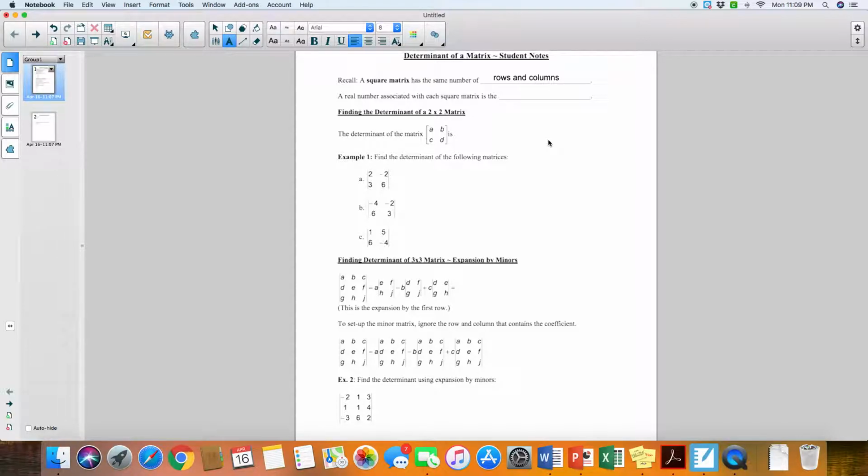All right, so a real number associated with each square matrix is called a determinant. Each matrix is going to have a real number that is associated with it, and that number associated with that particular square matrix is called the determinant. All right, so how do we find a determinant?